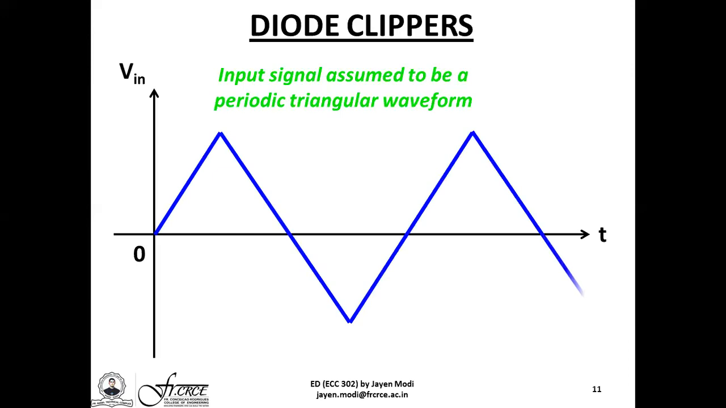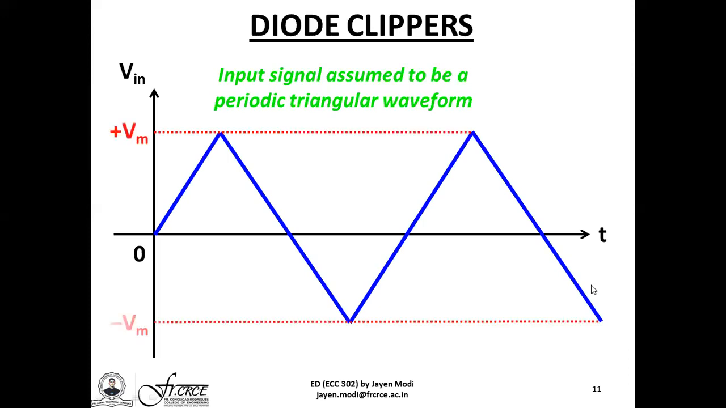So for me, the signal is completely periodic. It has one entire time period and the same pattern repeats again multiple times infinitely. The triangular signal has a peak voltage amplitude of plus Vm and a negative peak amplitude of minus Vm. So needless to say, the peak to peak signal amplitude for this periodic triangular waveform is given by twice Vm. So this is the standard input signal which is assumed for all the diode clipper circuits for this particular video lecture session. Carrying on.